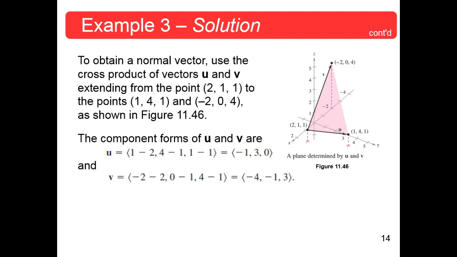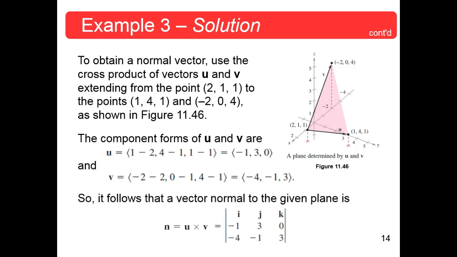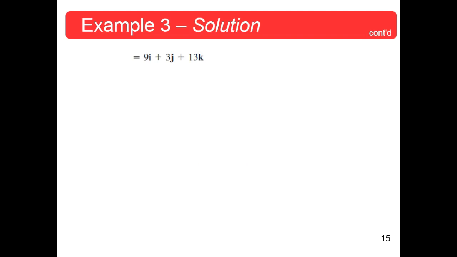And then what you do is cross those two vectors. And when you do the cross product, you get that. They don't show you how you got it. They just said, there's the answer: 9i plus 3j plus 13k. Okay, exactly what we got.